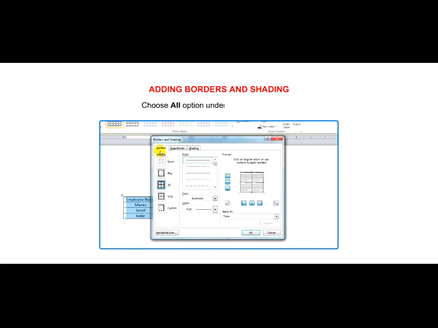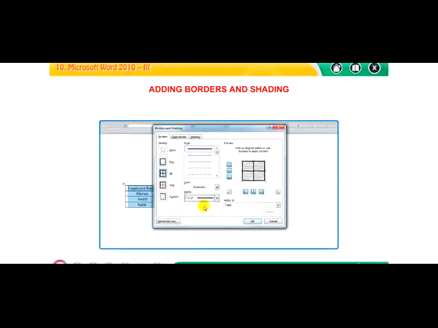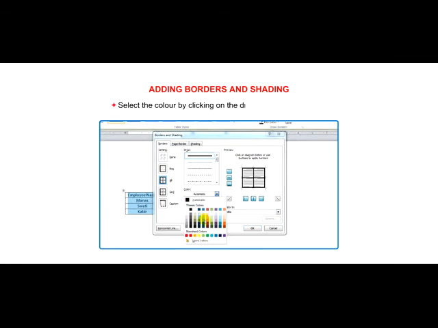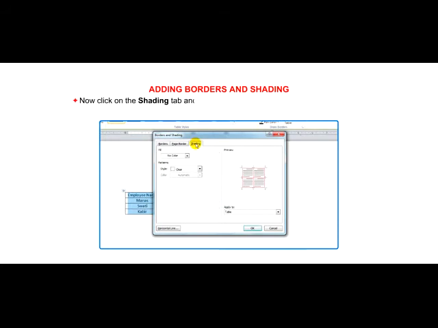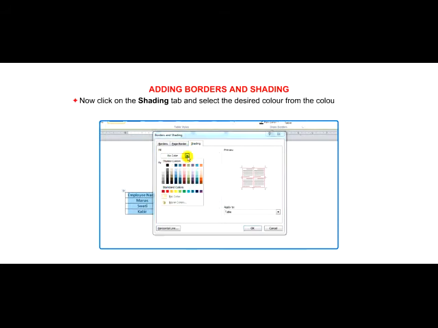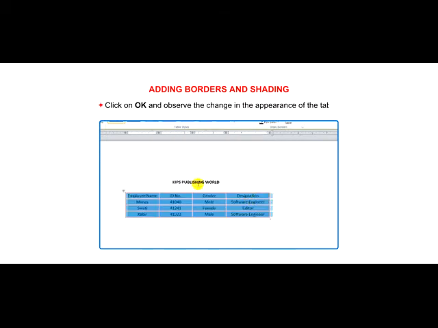Choose All option under the Settings section. Select the style of the line from the Style drop-down list and choose the desired width of border from Width drop-down list. Select the color by clicking on the drop-down list of colors. Now click on the Shading tab and select the desired color from the color palette under the Fill section. Click on OK and observe the changes in the appearance of the table.